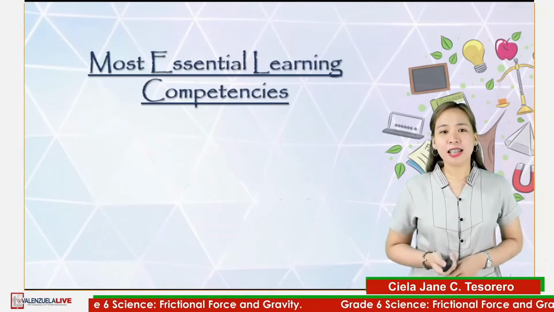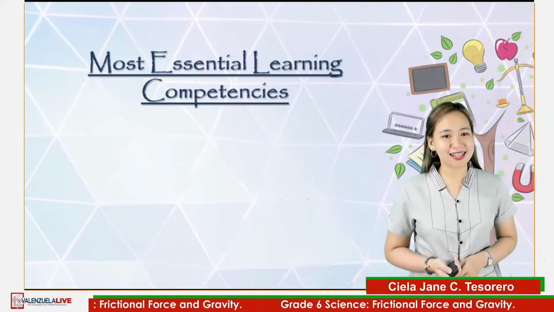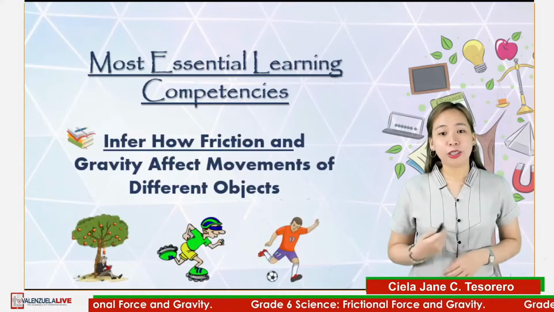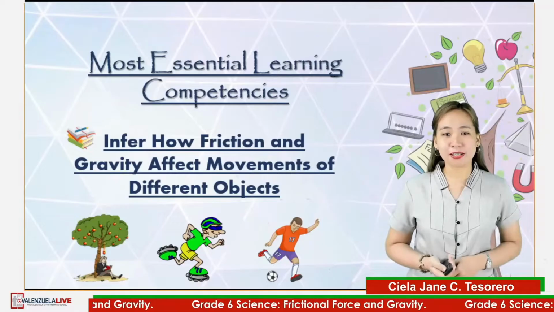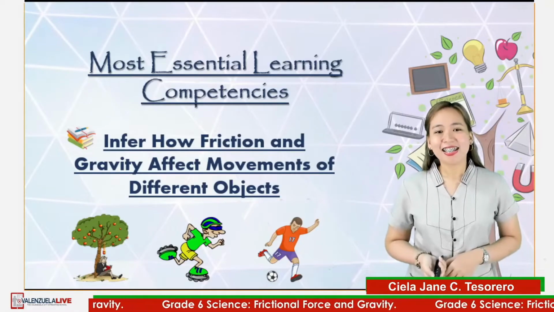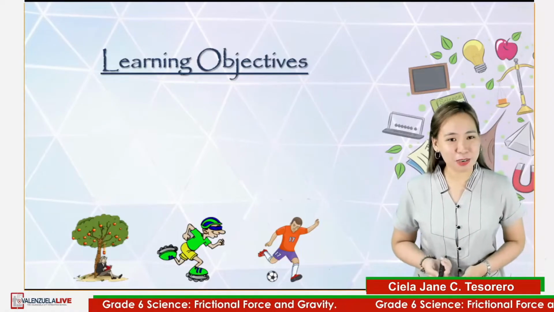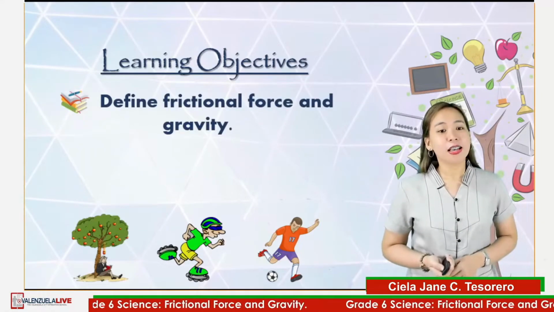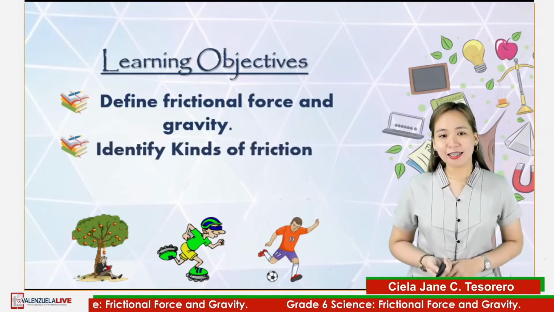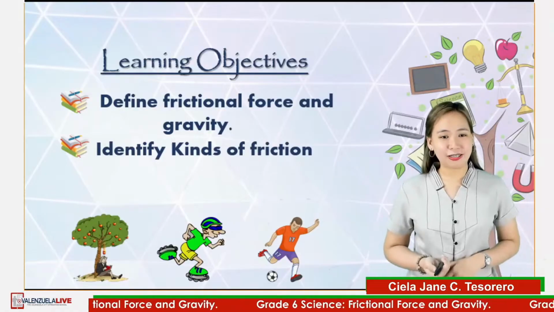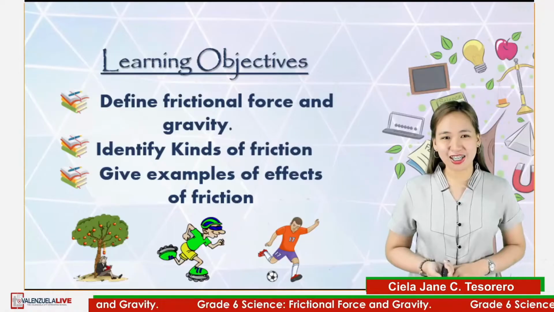So our today's lesson is based on the most essential learning competencies in Science 6. It is to infer how friction and gravity affect movements of different objects. So at the end of this session, you learners must be able to first define frictional force and gravity. Second, identify kinds of friction. And third, give examples of effects of friction.